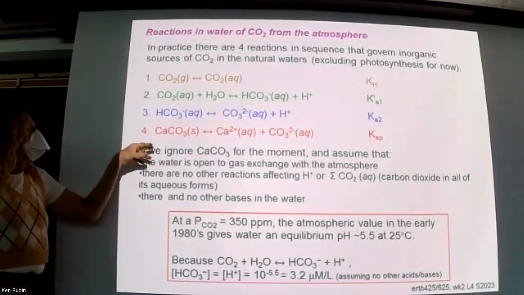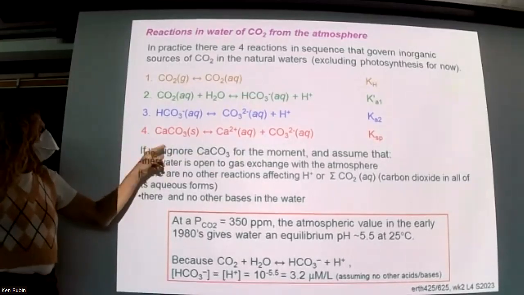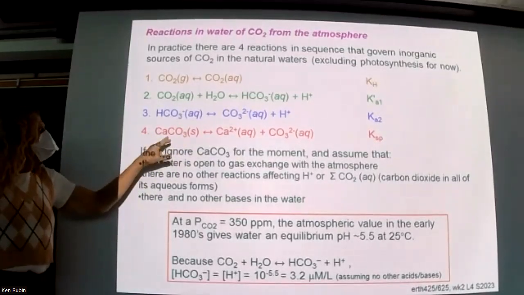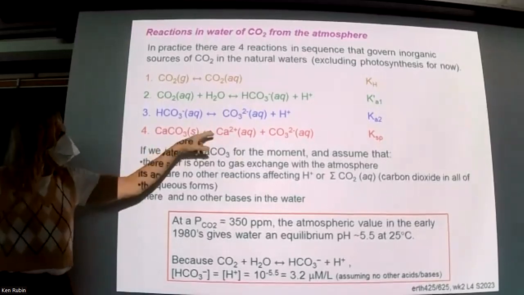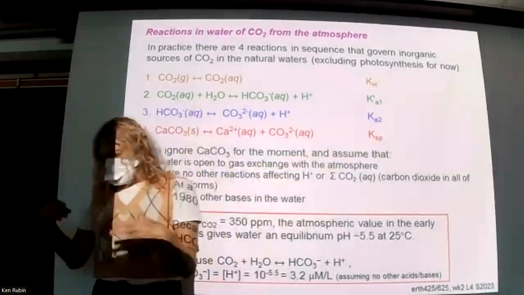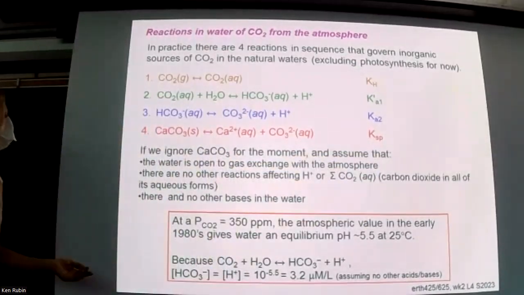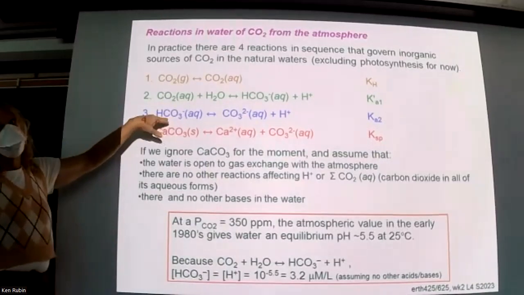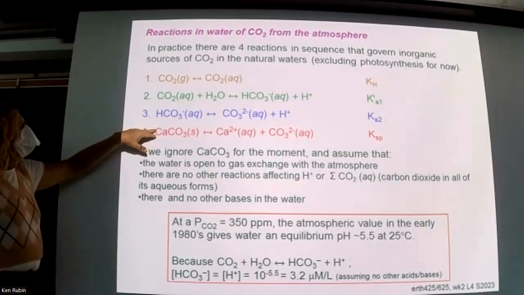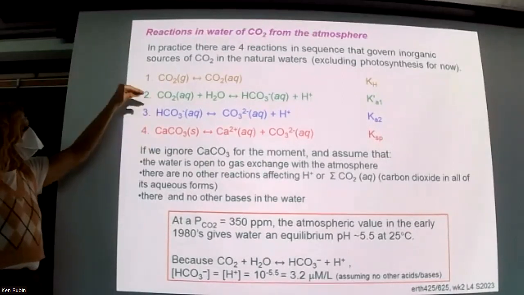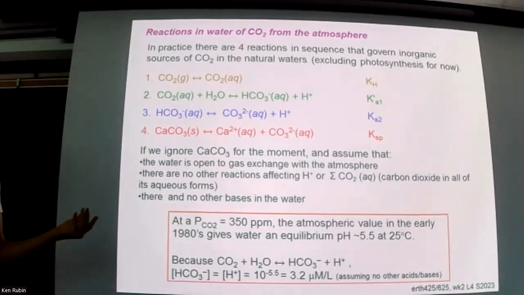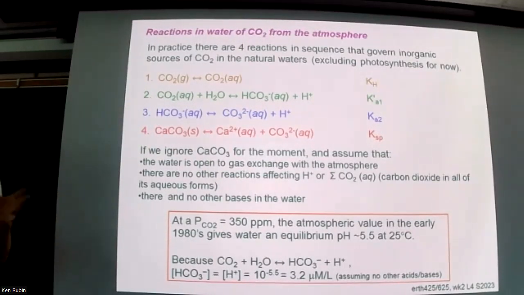And then there's the forming or dissolution of calcium carbonate, which we always write in the direction of the dissolution and give it a solubility product notation. So we can take all these equations, and this is done in the review pack, and substitute one into the other algebraically to come up with expressions that relate various things together.